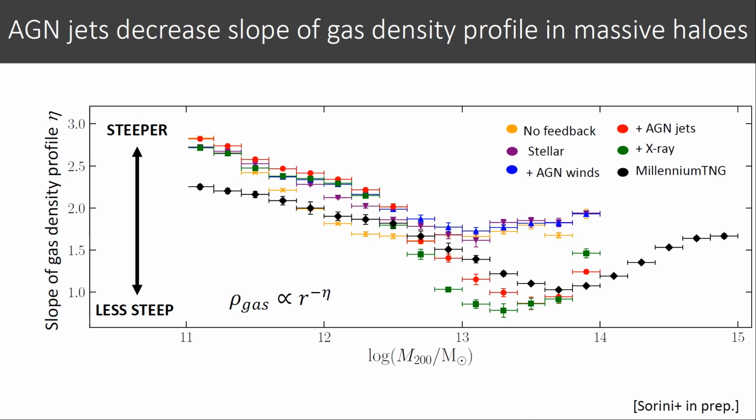But remaining within the Simba realm, we can see a very distinct picture when we activate the AGN-driven jets mode. When you are above 10 to the 13 solar masses or so, if you include at least AGN jets, your slope becomes much less steep. Which is also consistent with what we see in the Millennium TNG simulation. Doesn't mean that that's the cause in MTNG either, but I think that makes progress in understanding how things are working. And I'm quite excited about this result.